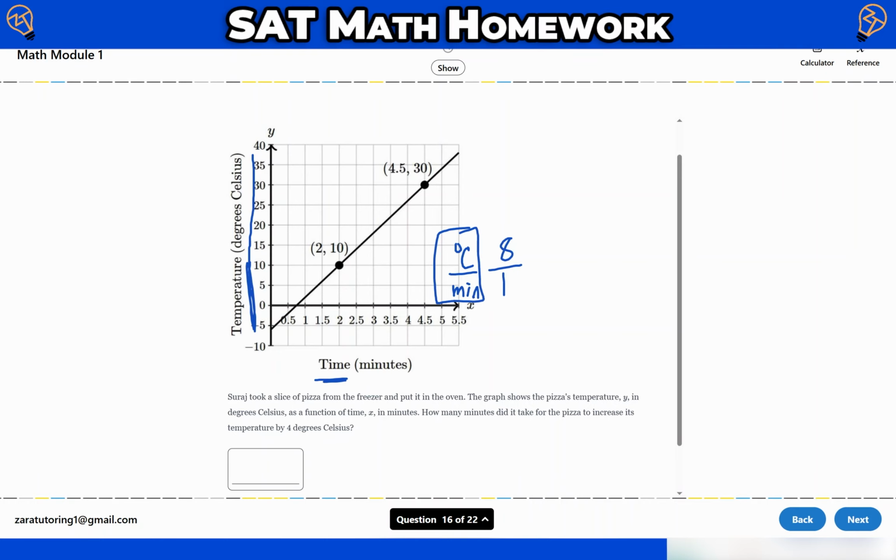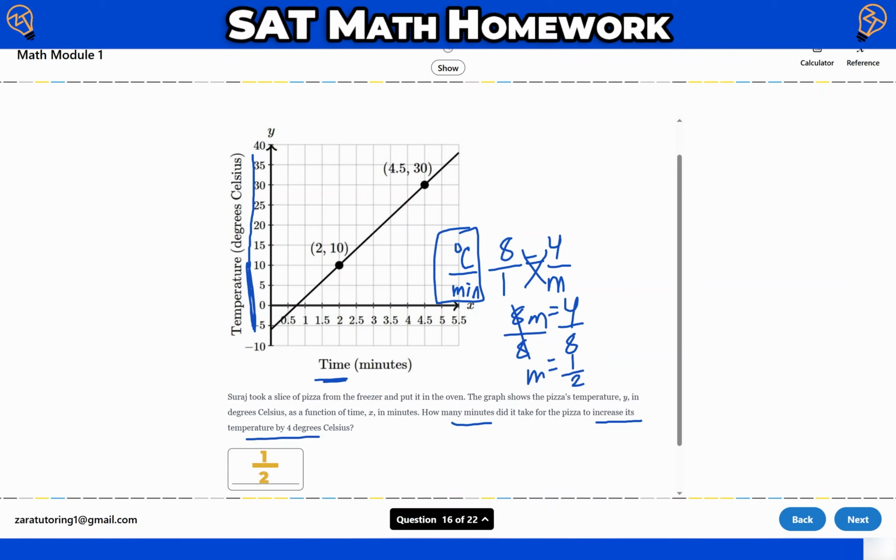So if it was a change of 8 degrees in 1 minute, and our goal is to find out how many minutes, I'm going to put, let's say, m in the denominator for the unknown amount of minutes that it took for the pizza to increase by 4 degrees. We'll put the 4 in the numerator. And now I have a proportion where I can cross multiply. I have 8m equals 4. We could divide and we figure out that we get 1/2 as the answer, which you could type in, or you could put the decimal equivalent of 0.5.